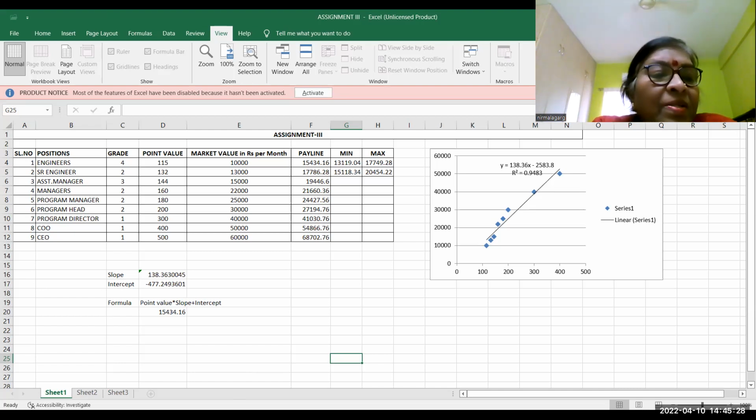But nevertheless, now I'm only looking at, yes, you have done the point values, you've done the market data, you've done the pay line, and then R square is 90. What is this? 90? Great. 95 or 94 it is. I'm not able to read a little. And thus you have calculated the slope value, the intercept value, point value multiplied by slope plus intercept.